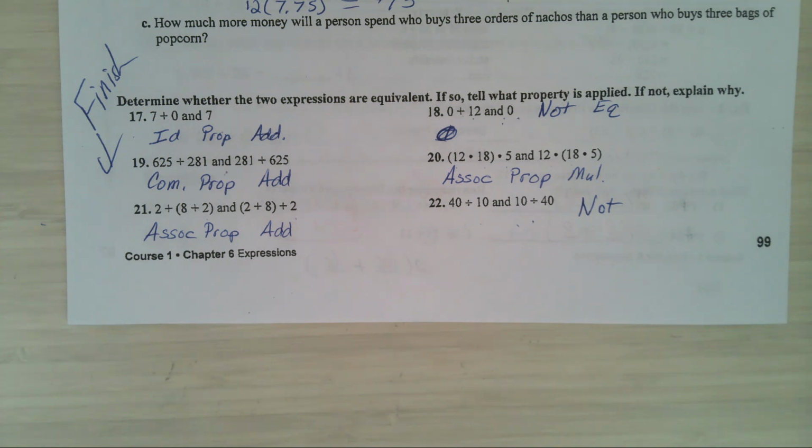Put your packet out. In problem number 19, that's the commutative property of addition. The numbers move, they commute, they move. Number 20, 12, 18, 5, 12, 18, 5. They're in the same order. What moved? The parentheses. It's associative. Two S's like snakes that move around.